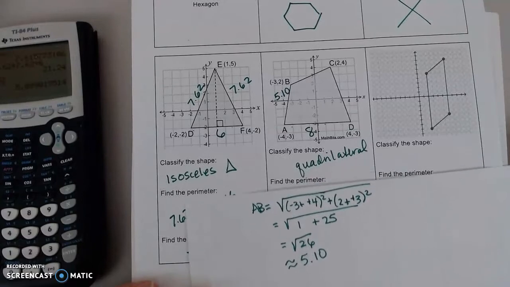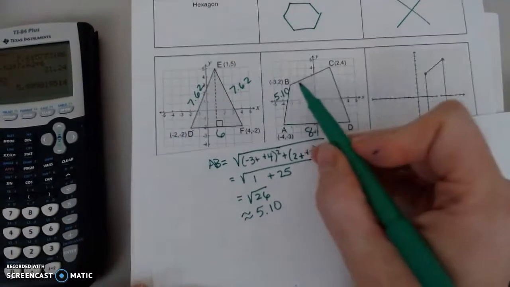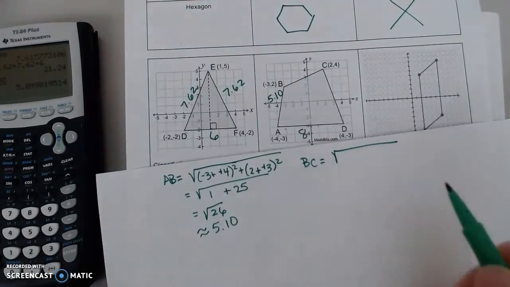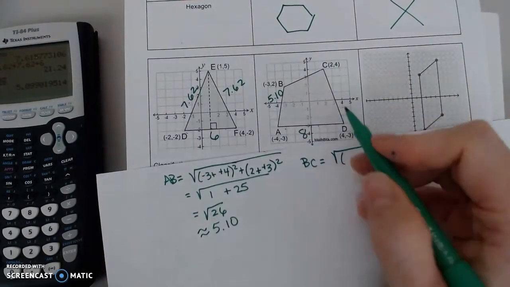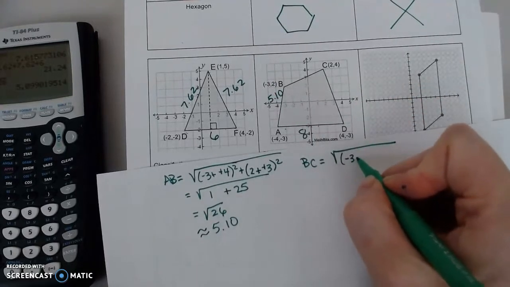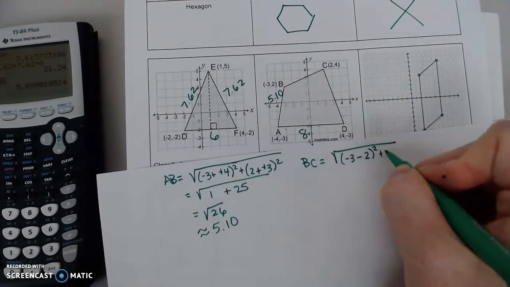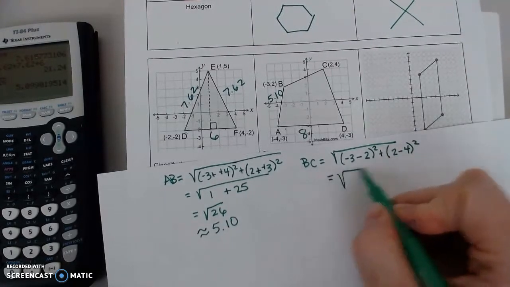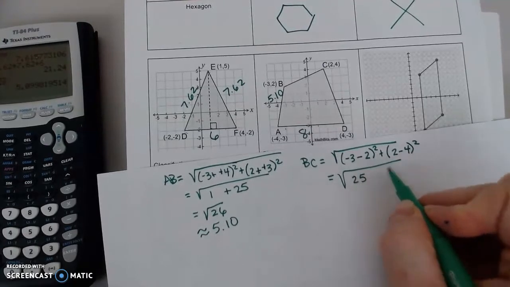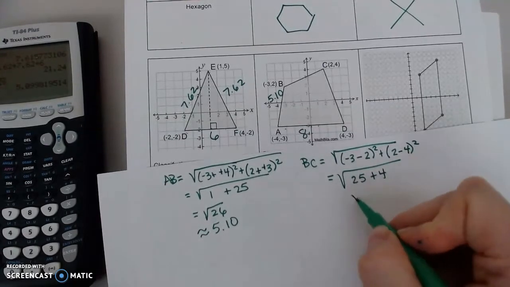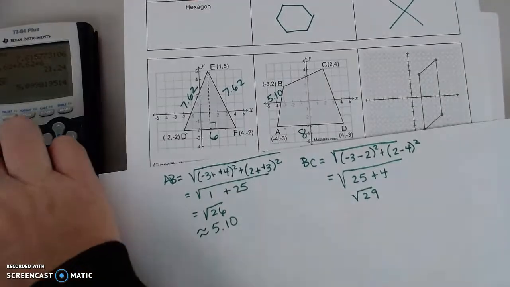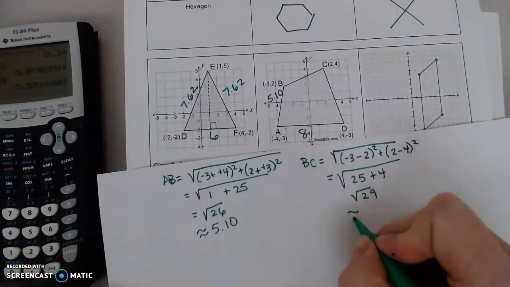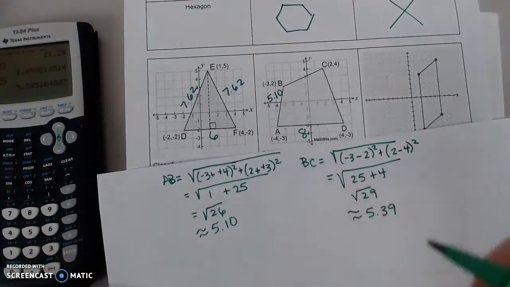And then we've got BC. So x minus x, y minus y, which gives us negative 5 squared, negative 2 squared, so root 29, 5.39 about.